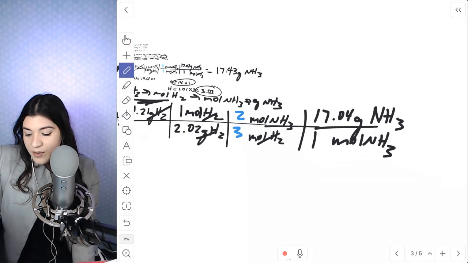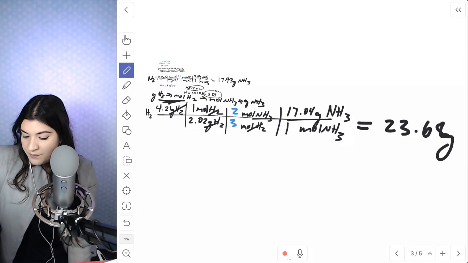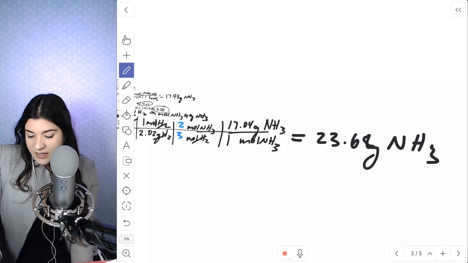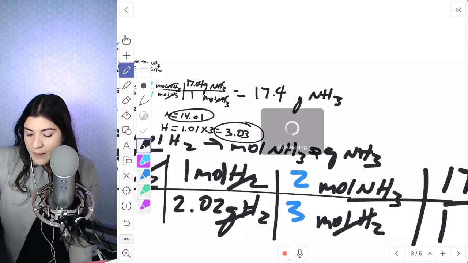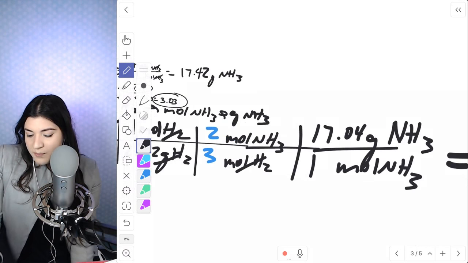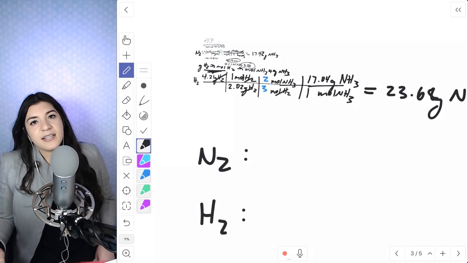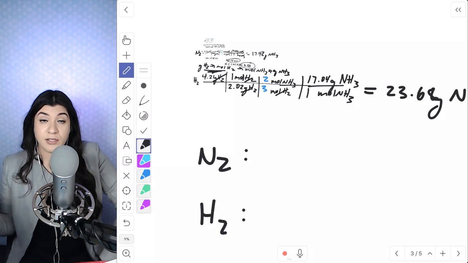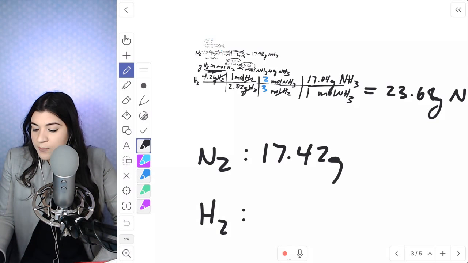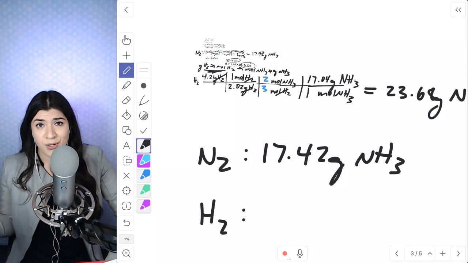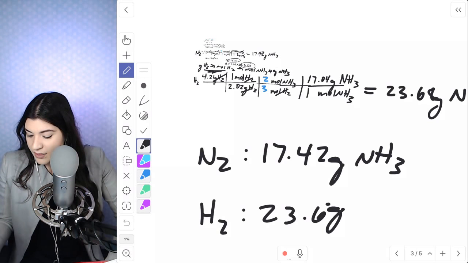And then we'll compare those values. So this is 23.68 grams of NH3. And actually this should have been a 2. That should have been a 2. Just a little side note. Okay, so we would compare each reactant and see how much of the product NH3 each one makes. So 17.42 grams of NH3 would go for N2. That's how much that reactant produces. And then 23.68 grams of NH3 is how much our H2 produces.